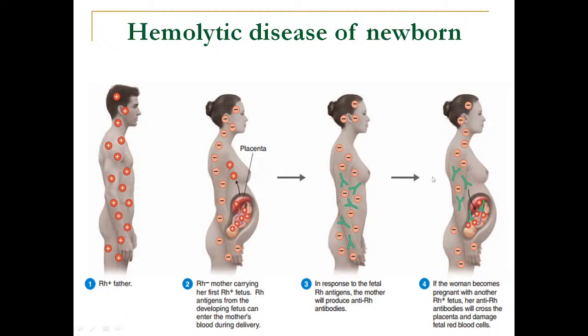In every following pregnancy, antibodies cross the placenta and bind to antigens. These are red blood cells of the fetus. They activate the mother's complement. You remember that complement may cross through the placenta, and it causes lysis of red blood cells of the baby.